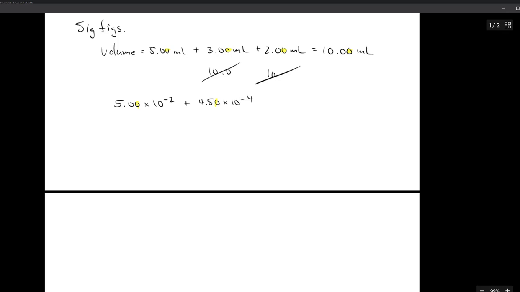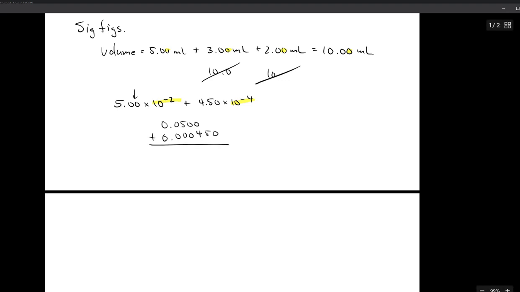Okay? They have to go to the same decimal place. And the thing is, because of the 10 to the minus 2 and the 10 to the minus 4, this isn't really the hundredths place. That's the 10,000ths place. Okay? Let me prove this. So let's rewrite this. So this is 0.0500. That's why that last zero is in the 10,000ths place, in reality, because of the 10 to the minus 2. Plus 0.0000450. Aha! So we see that they don't go to the same decimal places.